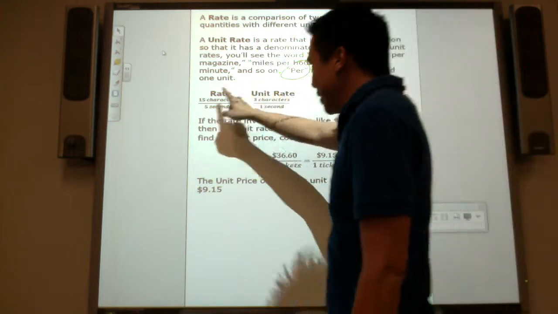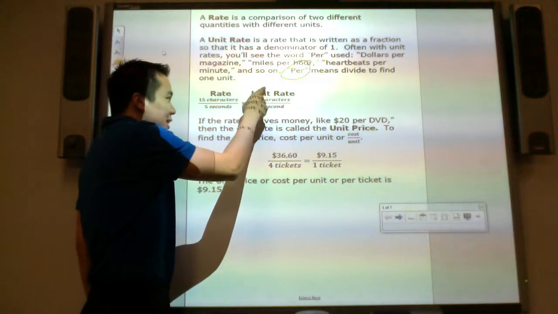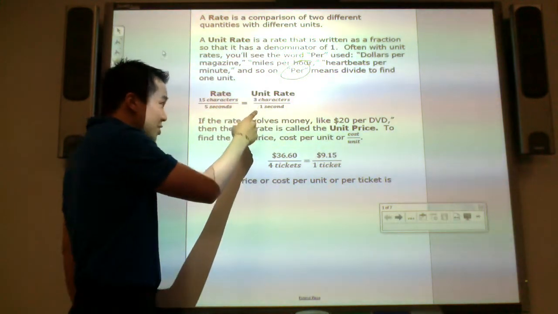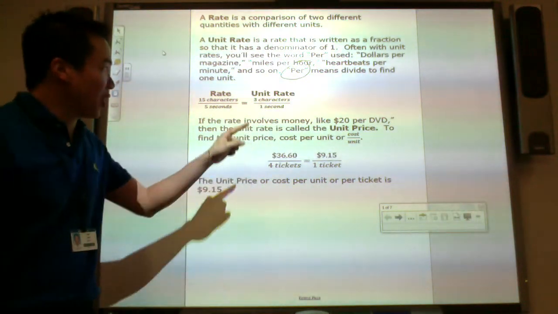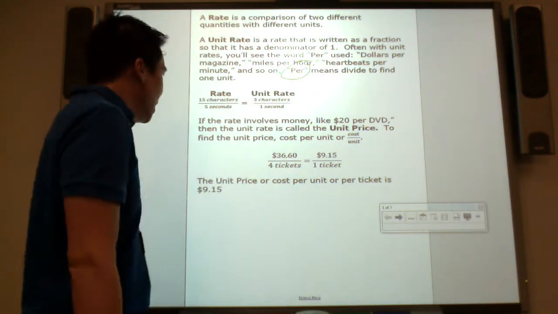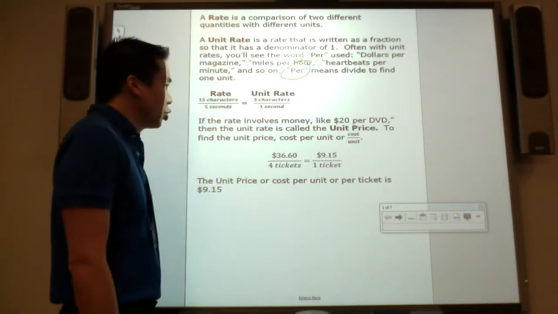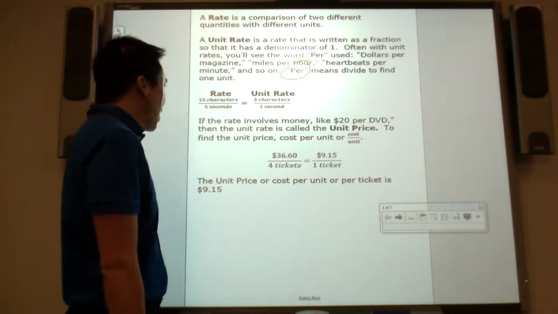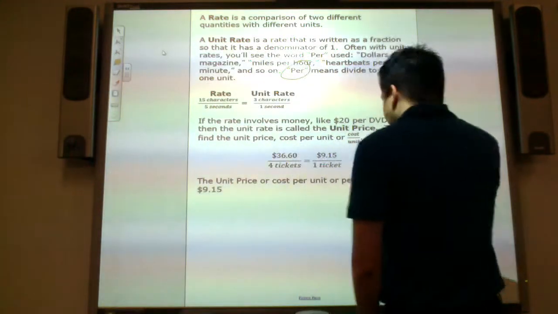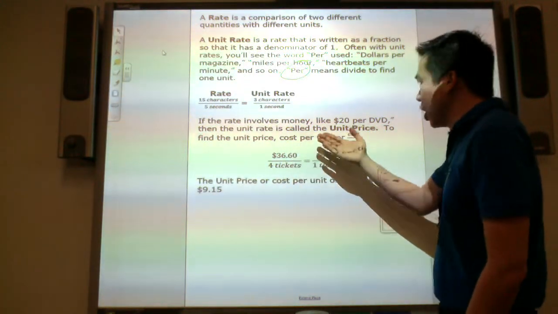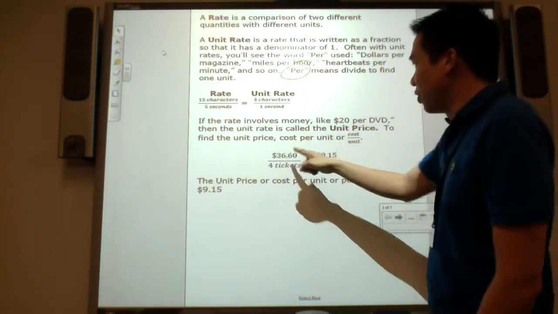So a rate is a comparison of two different quantities with different units. A unit rate is a comparison of two different quantities with different units, but the denominator has a 1 in it because you're finding how much for per unit. Now if the rate involves money, like $20 per DVD, then the unit rate is called a unit price. To find a unit price, it's cost per unit, or cost for every unit. So you're dividing. Unit price is just like unit rate, but it involves money this time.